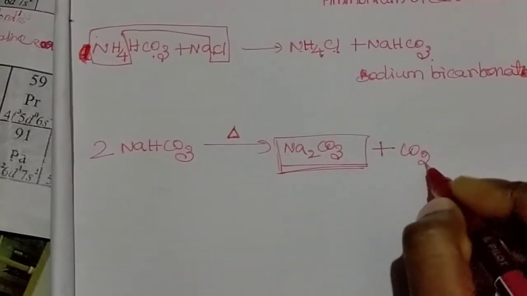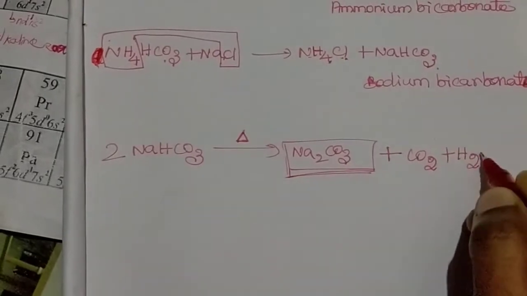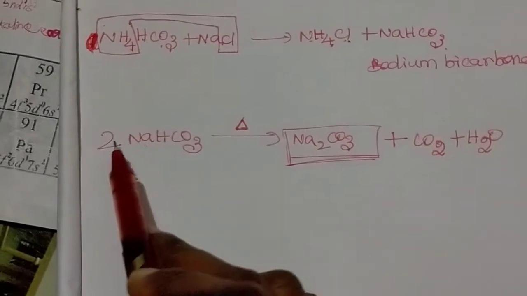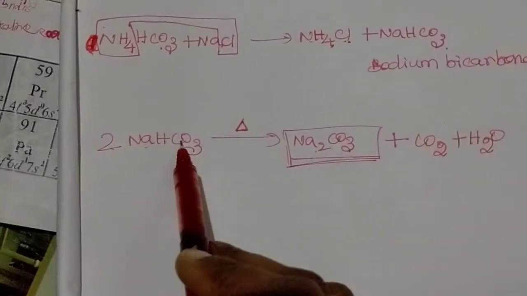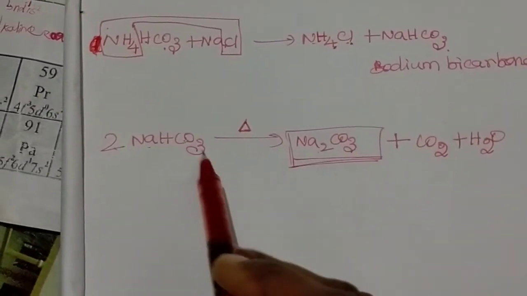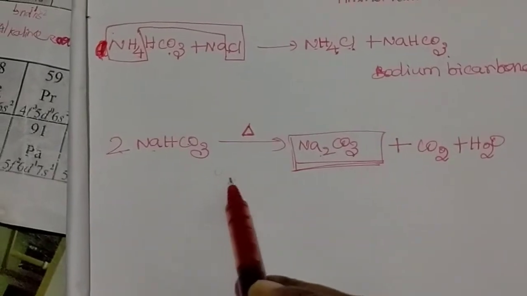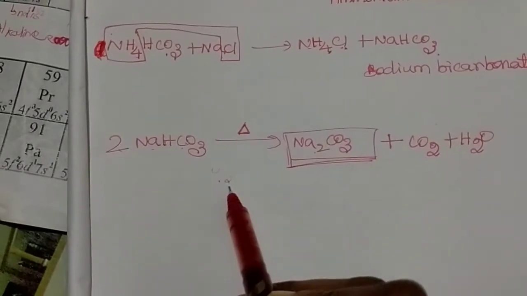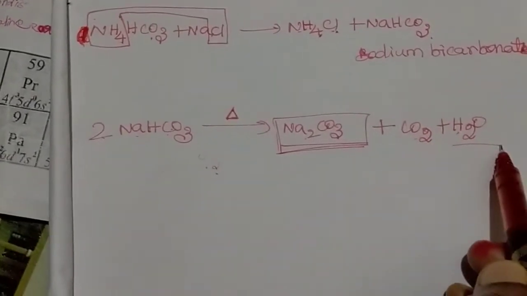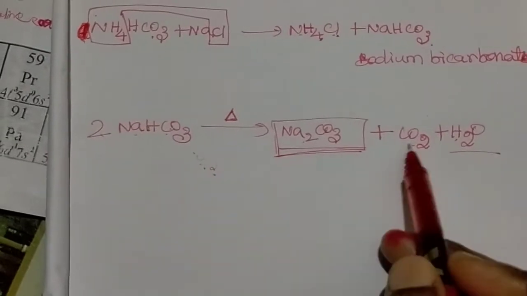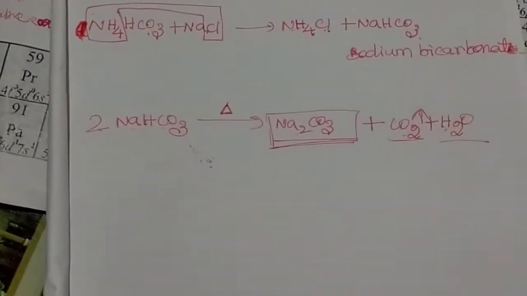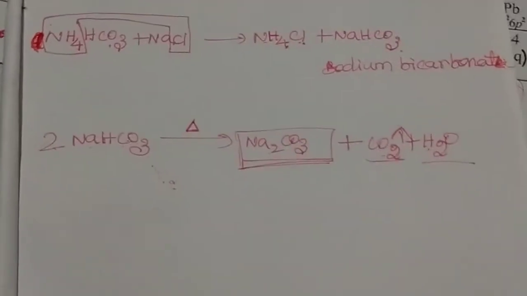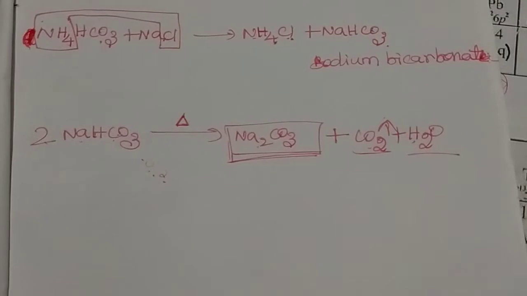Then CO2 plus H2O. Look at this: 2NaHCO3 gives Na2CO3. It combines with one CO3 and the remaining CO3 remains here. The hydrogen, 2 hydrogen combined with 1 oxygen, produce H2O, and the remaining CO2 is evolved as CO2 gas. So this is the process, four steps involved in the preparation of sodium carbonate.